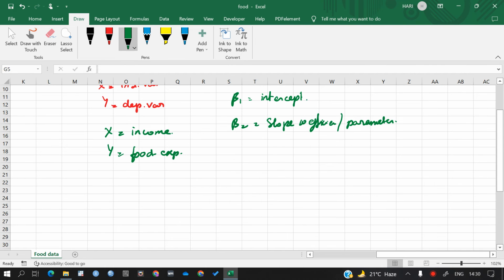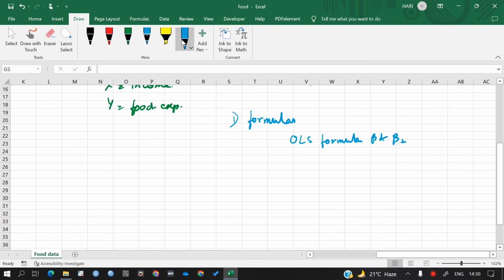To estimate these two, in this video, I will be going to use two different methods. One is the standard formula method. So here we will be using the OLS formula for beta 1 and beta 2, and we will be plugging in the values to the formula to derive the beta 1 and beta 2. The next method is the inbuilt method. That is, MS Excel has inbuilt function to find the values of beta 1 and beta 2. So in the later part of the video, I will show you how to use the inbuilt function of MS Excel to find beta 1 and beta 2. For now, we will be using this formula method to derive the values of beta 1 and beta 2.